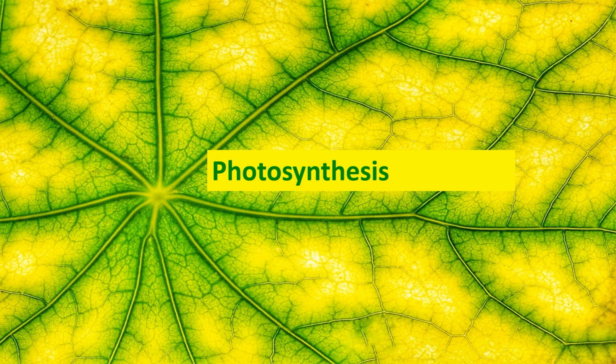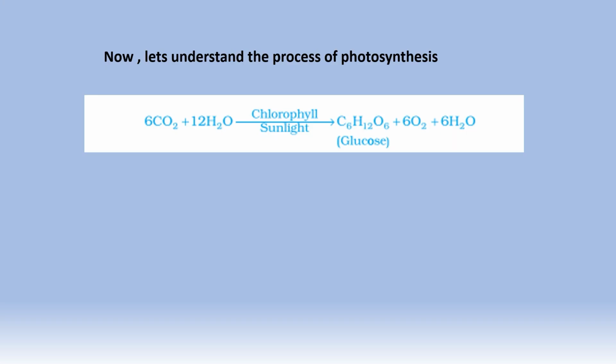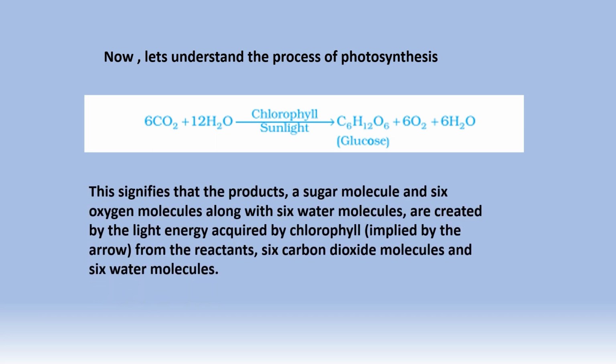Now let's learn about photosynthesis. Now let's understand the process of photosynthesis. This signifies that products, a sugar molecule, C6H12O6, and 6 oxygen molecules, along with water, are created by light energy acquired by chlorophyll. If you can see the arrow from the reactants, that is 6 carbon dioxide molecules and 6 water molecules. Please learn this equation by heart, write and memorize. Very important exam point of view.